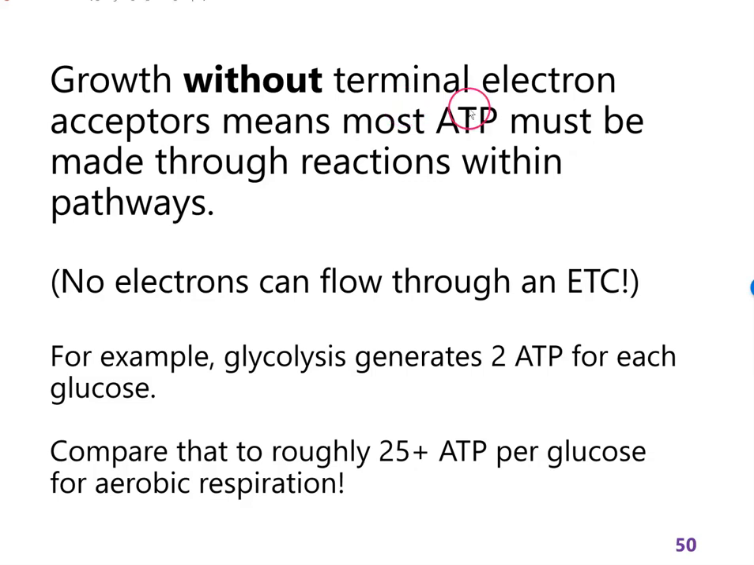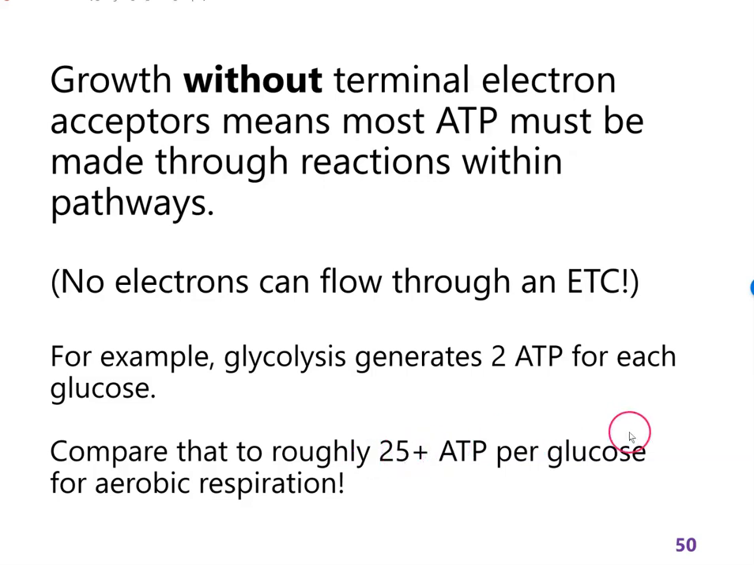So if there's no terminal electron acceptor, like no oxygen, no nitrate, no sulfate, what can be done? How can a cell get ATP? Well, various pathways create some small amounts of ATP. Glycolysis generates 2 ATP every time glucose goes through it. Remember I said the cell can get 25 or more ATP per glucose if it uses aerobic respiration. That's why our cells do it. That's why we use oxygen.